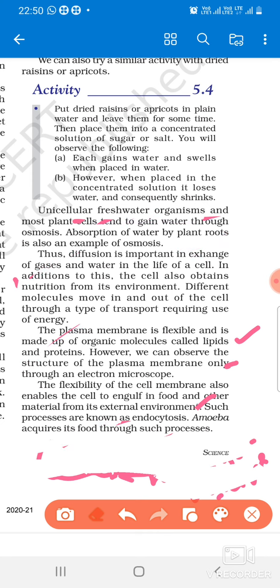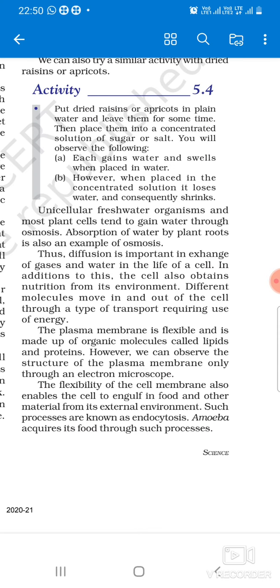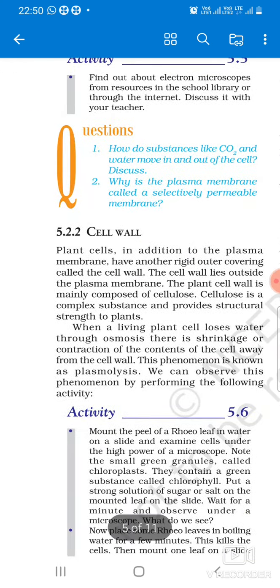We have discussed the plasma membrane. Plasma membrane is common in every kind of cell, prokaryotic and eukaryotic. Each kind of cell has a plasma membrane, which is the boundary of the cell. Now what is the another feature? That is the cell wall.